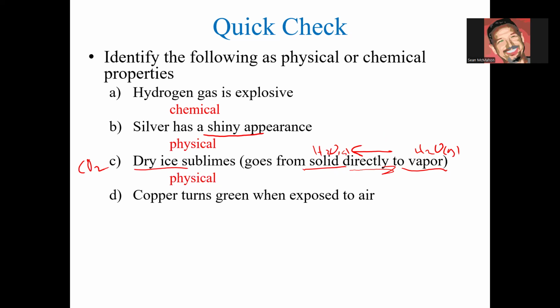Copper turns green. All right, we haven't talked about this, but we said color is a physical property, right? So we said that earlier. However, if there's a change in color, that usually means a reaction occurred, okay? So if copper turns green when exposed to air, like the Statue of Liberty, it's green. It wasn't always green, right? It was copper. Why? It oxidized. That's a chemical change. Okay, so it produced copper(II) oxide.